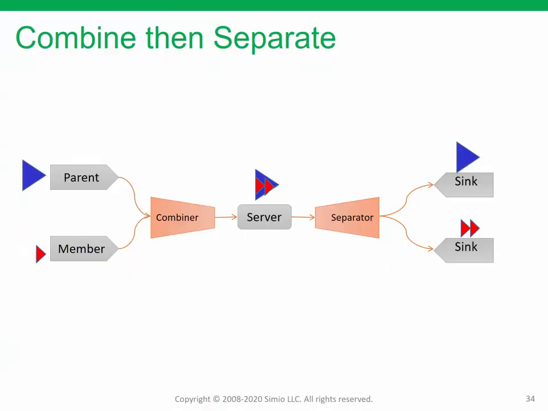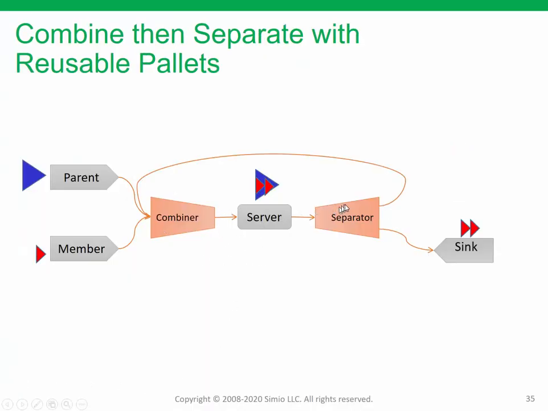So the last thing we're going to do in this video is we're going to make a modification to the model we just built so that we can model using reusable palettes. And the reason we're doing this is to kind of set us up for the workshop, which we will do next. And so we're going to modify the model so that instead of destroying or sending the parent entities to the sink, we're going to send them back to the combiner. And we're going to, instead of creating new palettes using an inter-arrival time, we're going to have a fixed number of parent entities that will then recirculate.